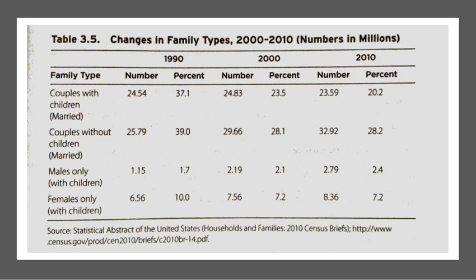Of course, it's worth noting here that when we're talking about family types, this does not include single adults living alone or with unrelated people. So the definition of family itself may be called into question by some, especially as we see that there's an increasing number of households where there are single adults never married, as we saw in the previous slide.